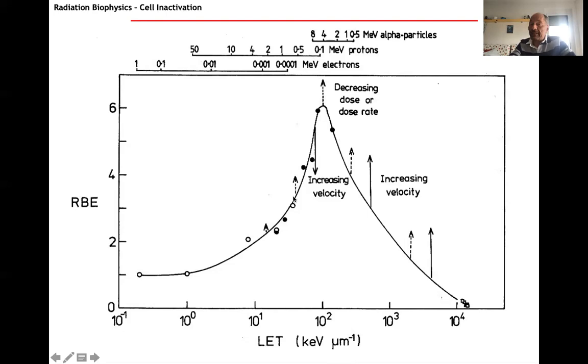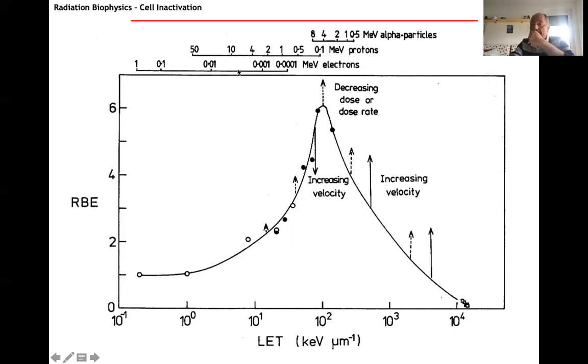Please note that LET alone, we will see this later, is not enough to explain the curve. If you have ions at the same LET with different charge and velocity, like protons and alpha particles, you have slow protons and high energy helium ions. They have the same LET, but different velocity. Protons must be very slow, helium must be very fast. Their biological effectiveness is not the same.